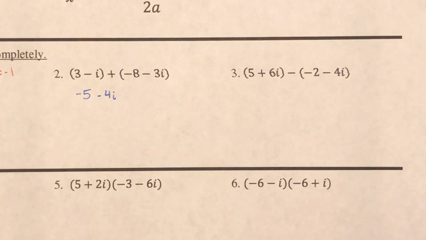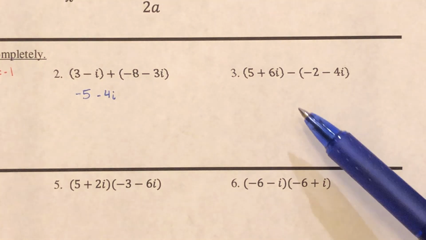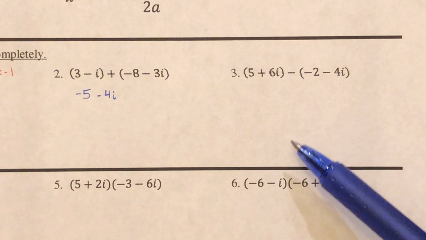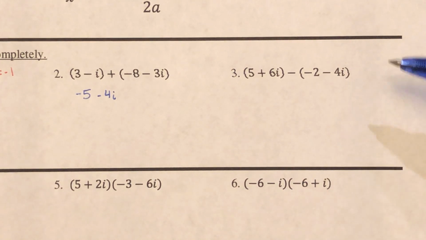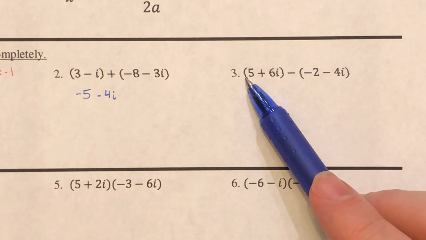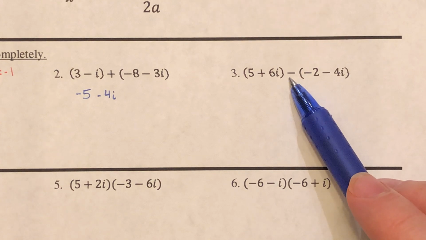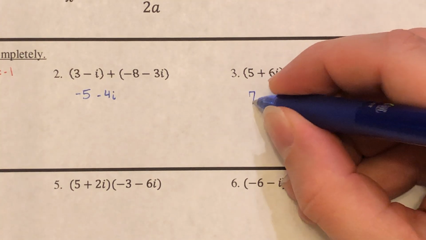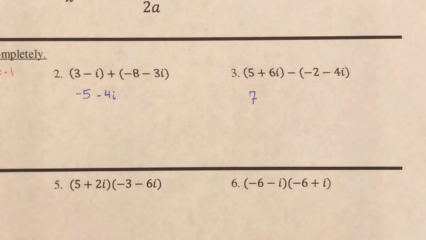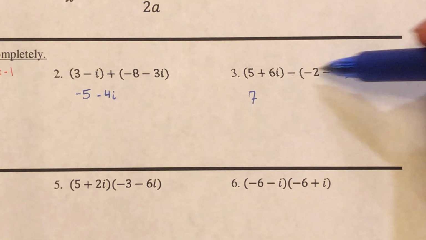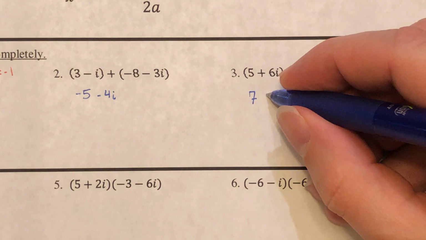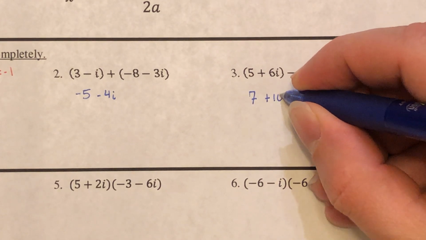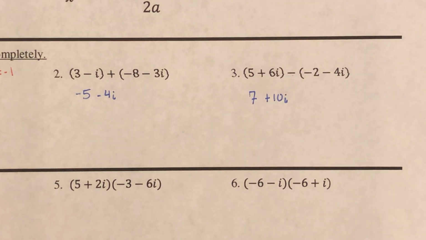Question 3 is very similar to that, only I'm doing subtraction, but I still put my real parts together. So I have 5 minus negative 2, that's going to be 7. And then I have 6 minus negative 4, so that is plus 10i. Because when you subtract a negative, you are adding the positive of it.